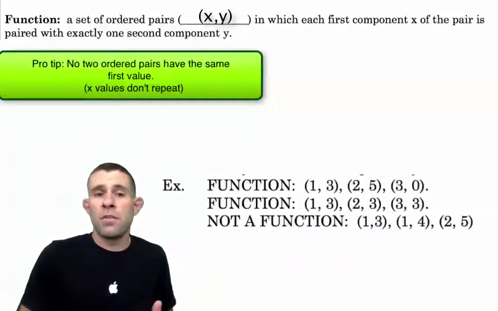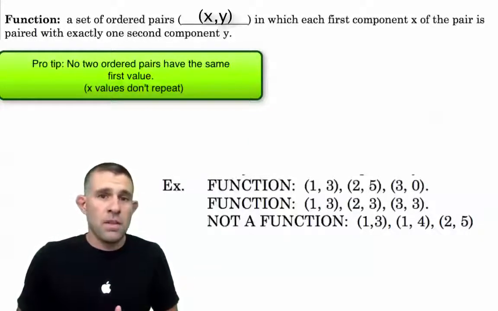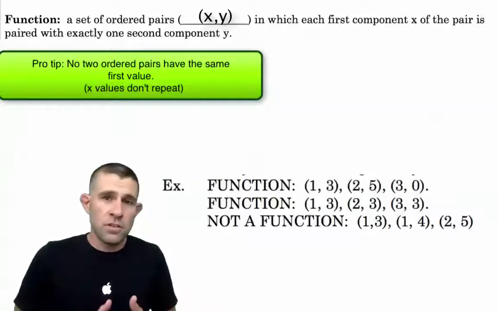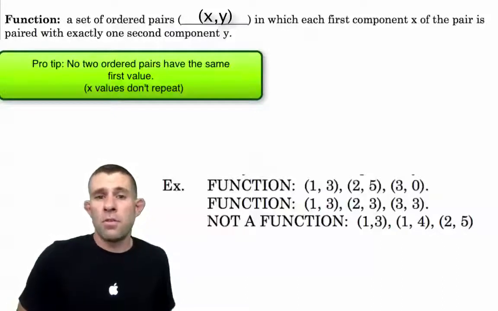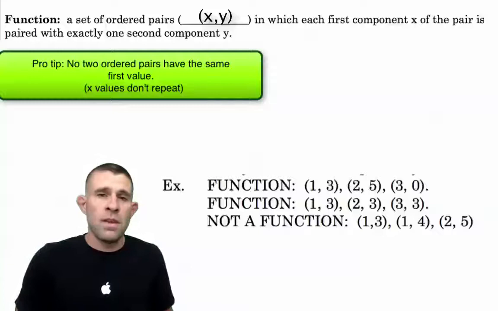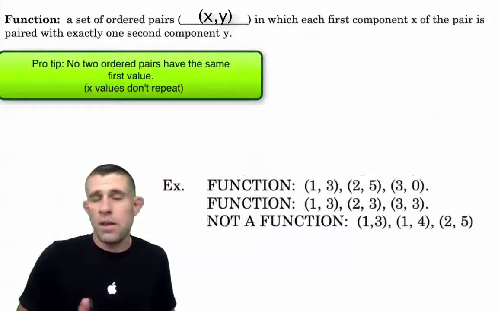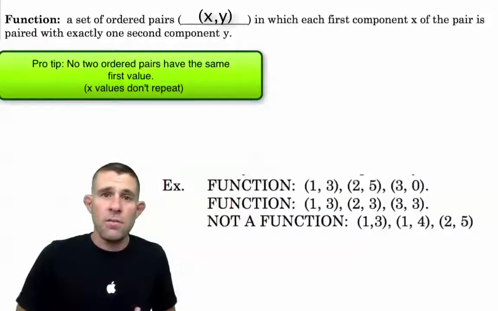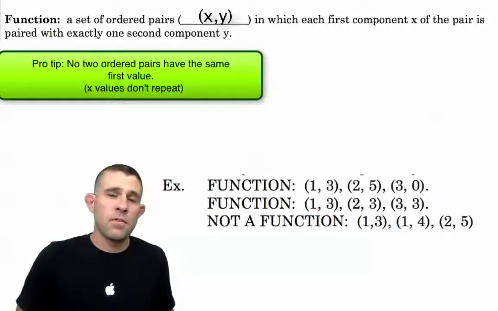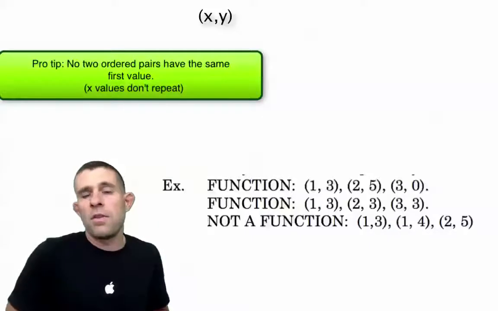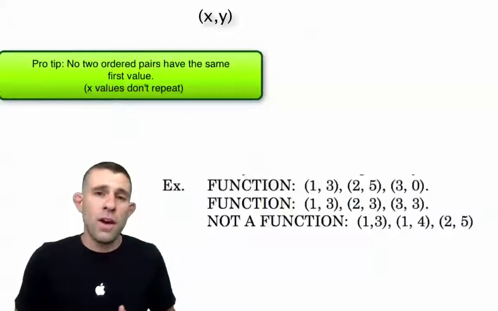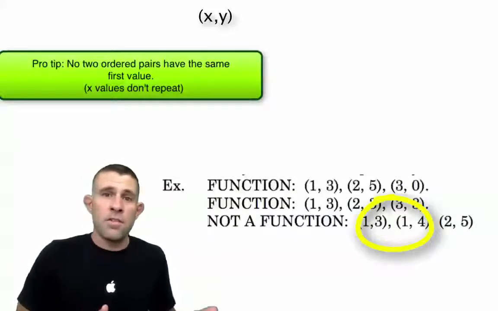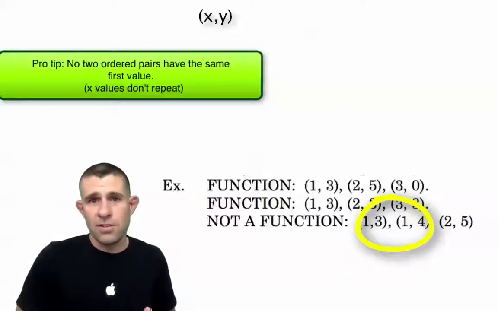In our first example there, we see the function has the three sets of ordered pairs, (1, 3), (2, 5), and (3, 0). Since there's no repetition of that first value, x, then we say that that is a function. Similarly, for the second one, we see (1, 3), (2, 3), and (3, 3). Even though our y values repeat, we have a repetition of that second value, it is still a function because the first value does not repeat. And then finally, we see that we have an example of something that is not a function. So this relation, (1, 3), (1, 4), (2, 5), repeats the x value of 1, and therefore it is not a function.